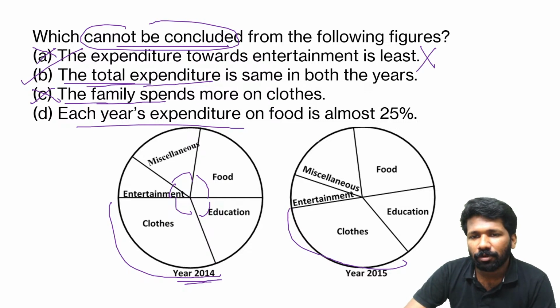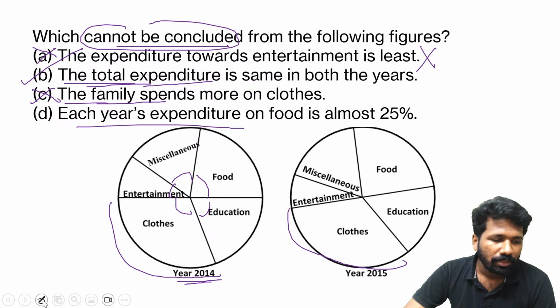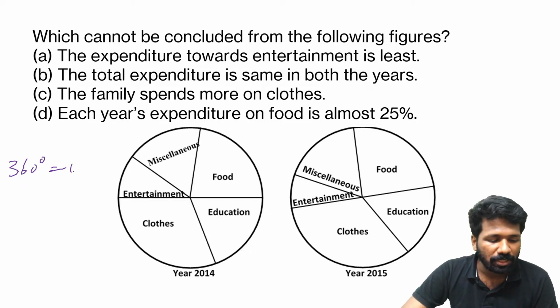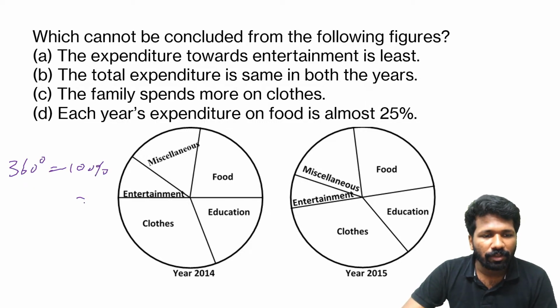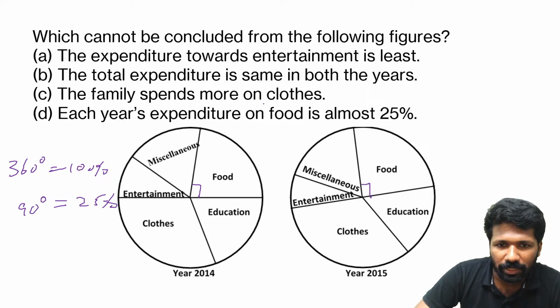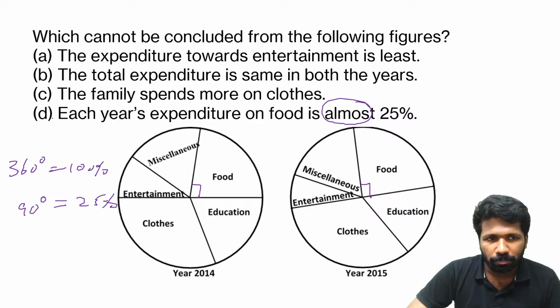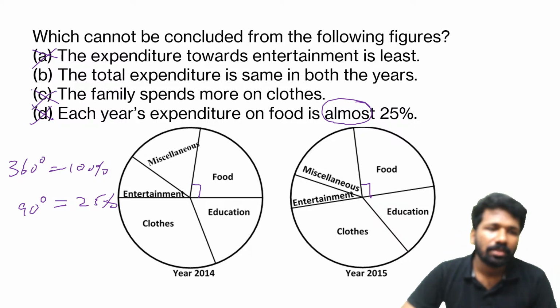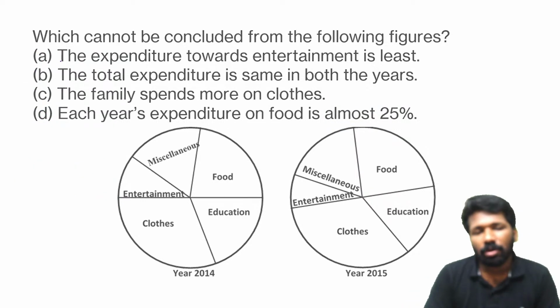Each year's expenditure on food is almost 25%. That can also be concluded because 25% means a quarter. As I told, 360 degree is 100%, so 25% is a quarter of 360, that is 90 degree. This is almost 90 degree, which is why the word almost is mentioned. That is why option D can be concluded, so not the answer. Cannot be concluded is the question, so option B is the only answer. All of you understood this?